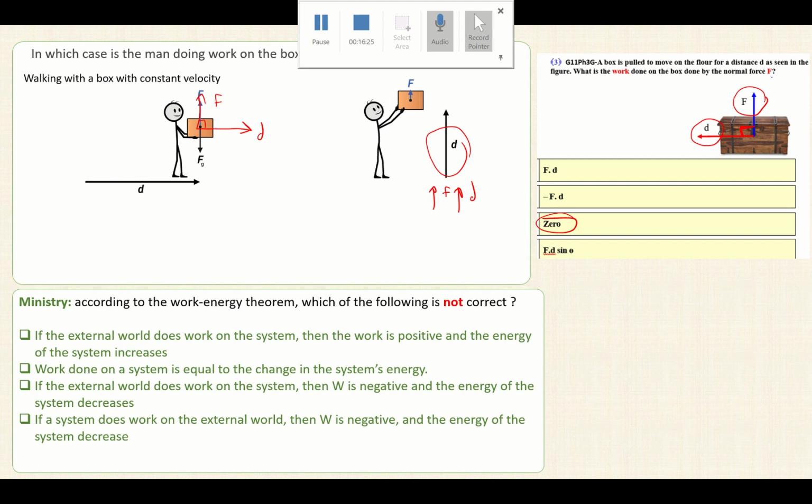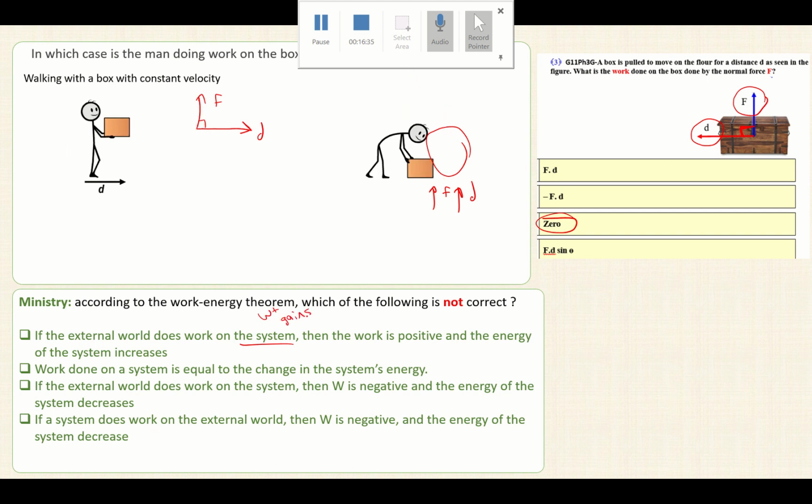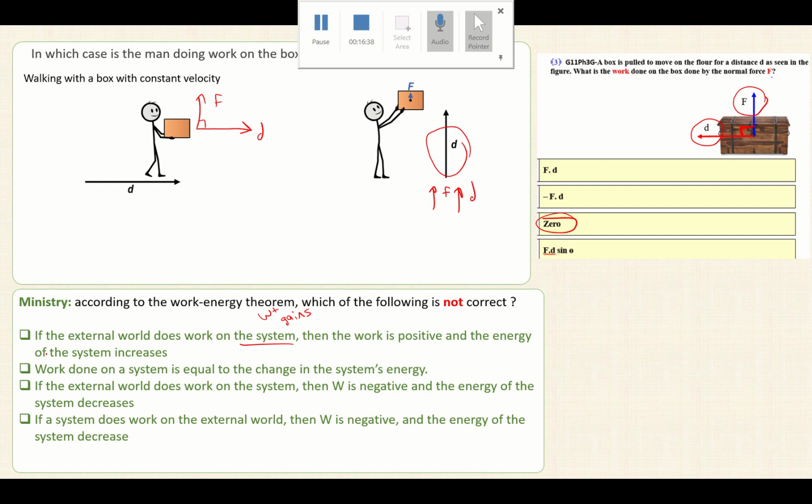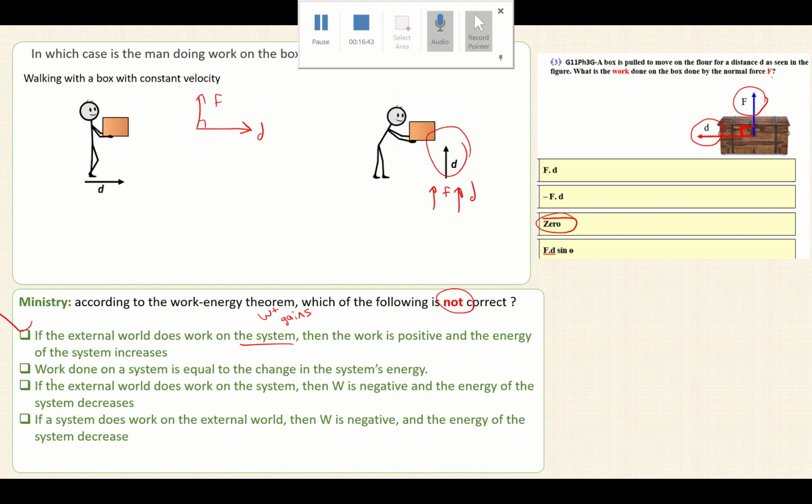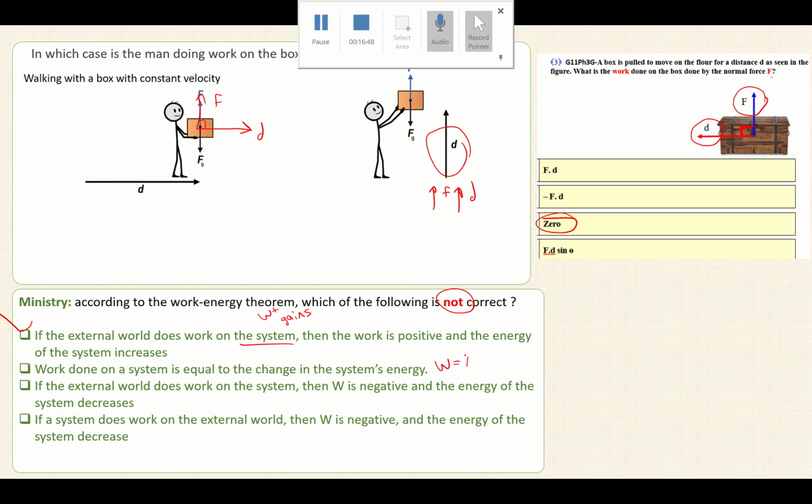According to the work energy theorem, which of the following is not correct? If the external world does work on the system, remember that the work would be positive and the object gains energy. The work would be positive and the energy of the system increases. So this is correct. I'm looking for the incorrect one. Work done on the system is equal to the change in the system's energy. This is the work energy theorem. This is also correct, which states that the work done on an object is equal to the gain or loss in its energy. It's equal to the change in its energy.